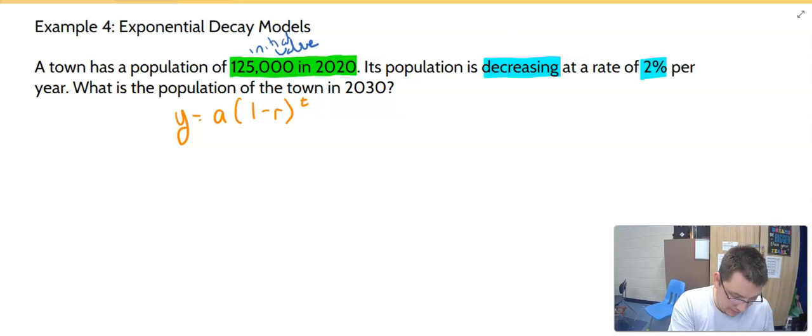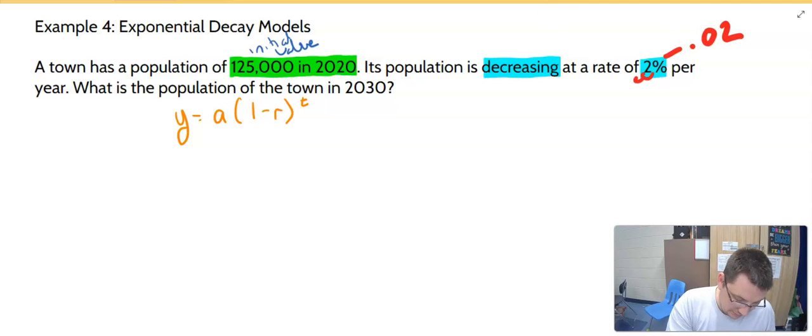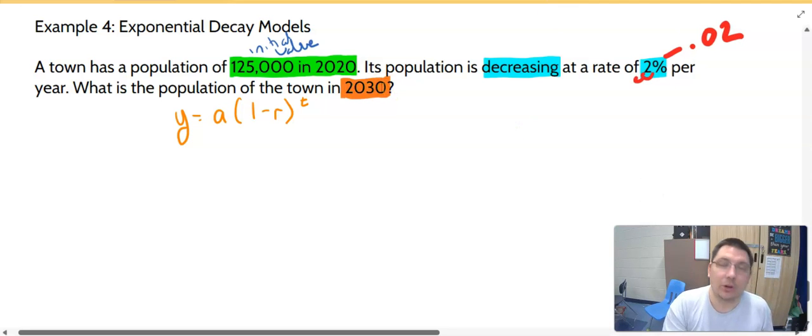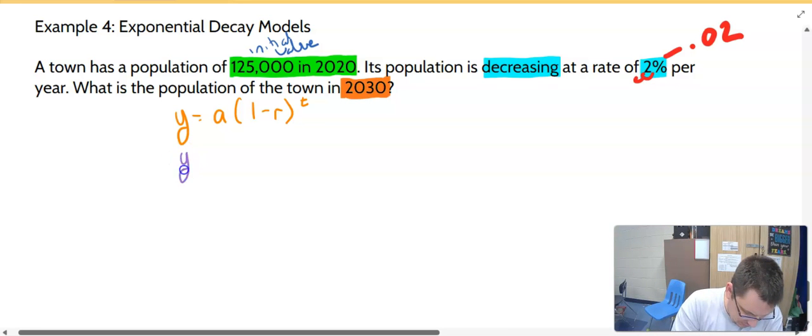And so remember that percent is going to get converted to a decimal. And so 2 places, 1, 2, so 0.02. And we want to know in the end, what is the population of the town in 2030? And so we know what our t is going to be when we go to find this. And so writing the equation, we're going to plug everything in. Y is equal to 125,000, 1 minus our r of 0.02 to the t.